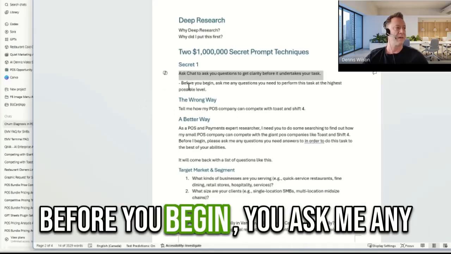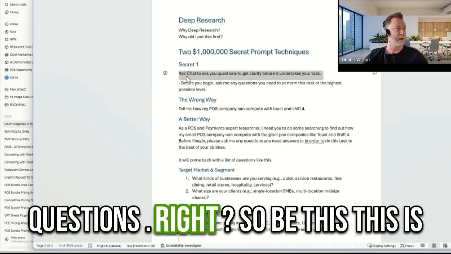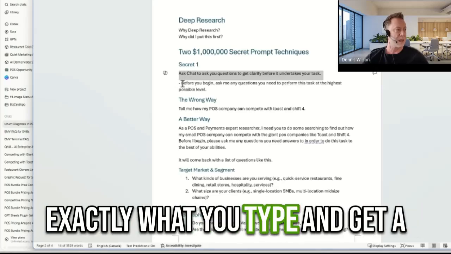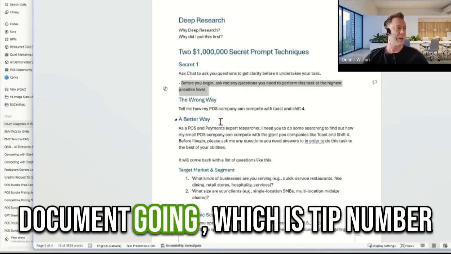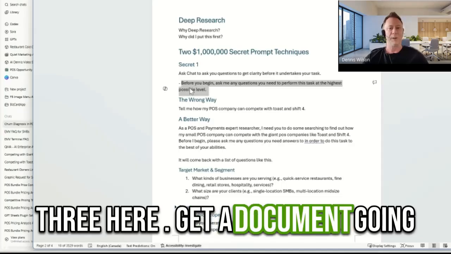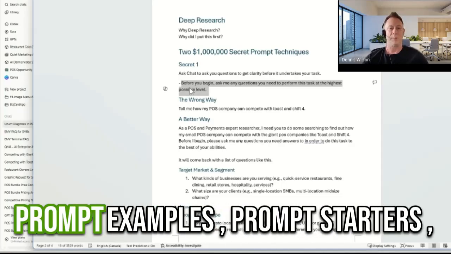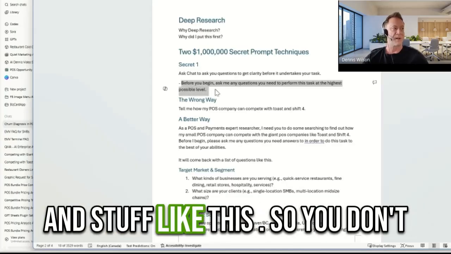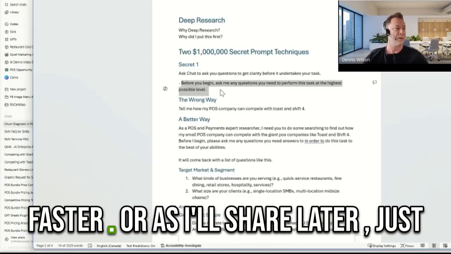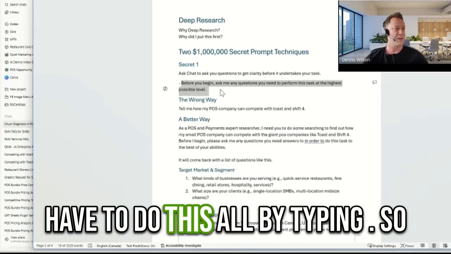So before you begin, you ask me any questions, right? So this is exactly what you type, and get a document going, which is tip number 3 here. Get a document going where you have all your tips and tricks that you use and all your prompt examples, prompt starters and stuff like this, so you don't have to type as much. It'll be faster. Or, as I'll share later, just talk to chat. You don't actually have to do this all by typing.